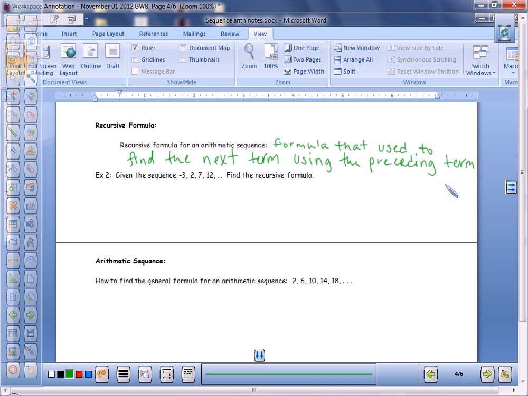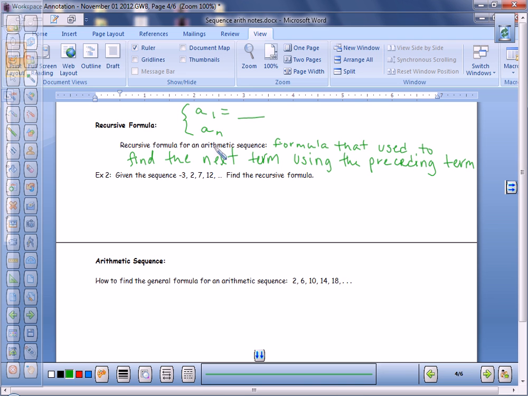Okay, so what does the formula look like in terms of math? Well, it's a two-parter. The formula has two parts. The first part, you have to say the first term is, and you have to tell me what it is. The first term is something. And the second part looks like this. This is where it gets ugly. No, it's not ugly. It's actually pretty easy.